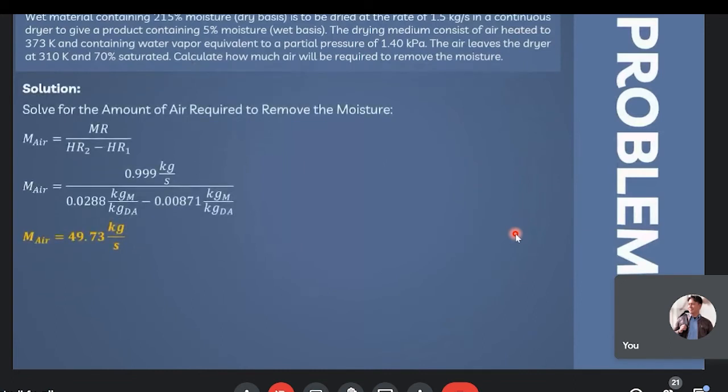So for the amount of air required to remove the moisture, ang formula natin is the moisture removed divided by humidity ratio at 2 minus humidity ratio at 1. So 0.999 kg per second divided by 0.0288 kg of moisture per kilogram of dry air minus 0.00871. So lalabas yung sagot natin, which is mass of air is equal to 49.73 kg per second.